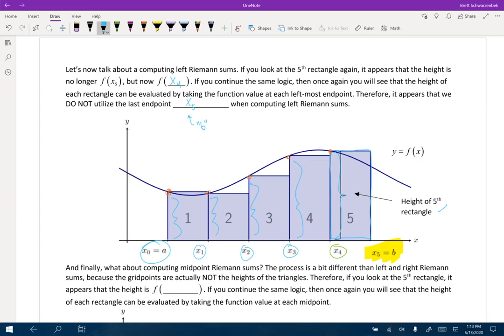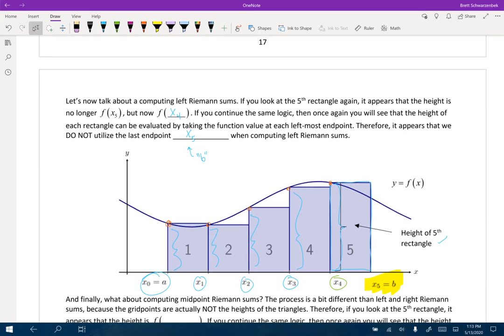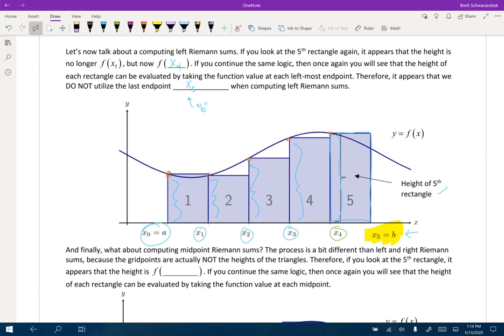So far we have a summary looking like this. In a right Riemann sum, we ignore the leftmost endpoint when finding heights. In a left Riemann sum, we ignore the rightmost endpoint when computing heights. But the key is we never use all of the partitions, because if there are 5 rectangles, there are 6 partitions, and it doesn't make sense to use them all.